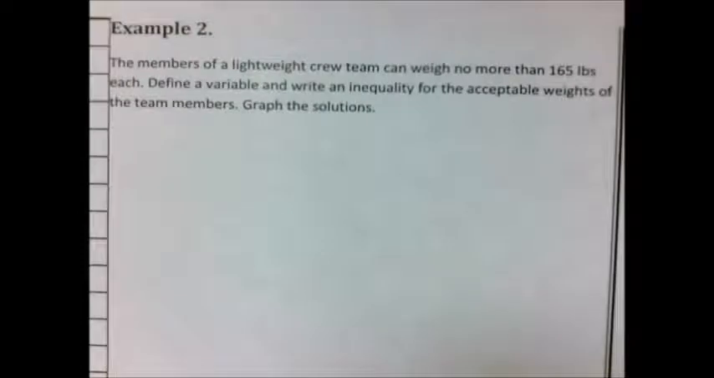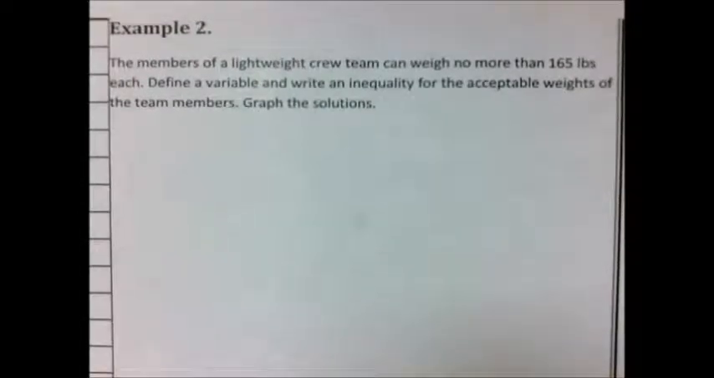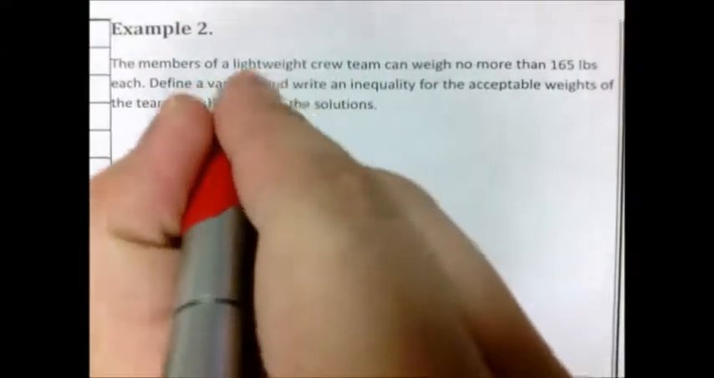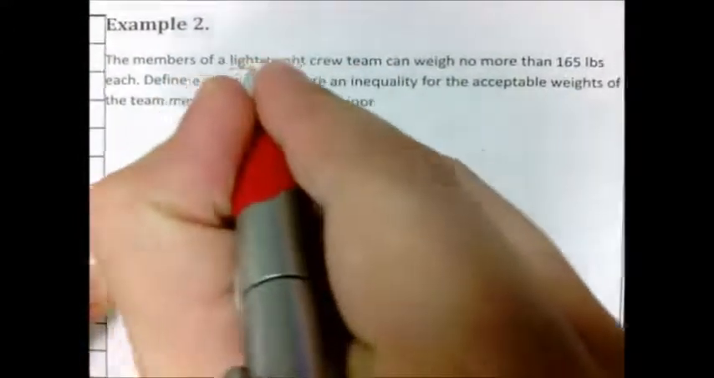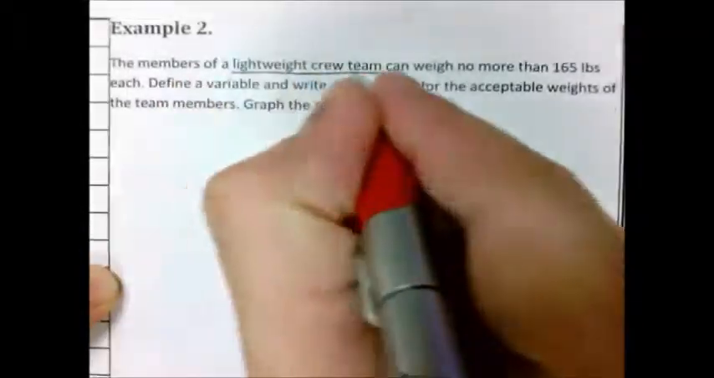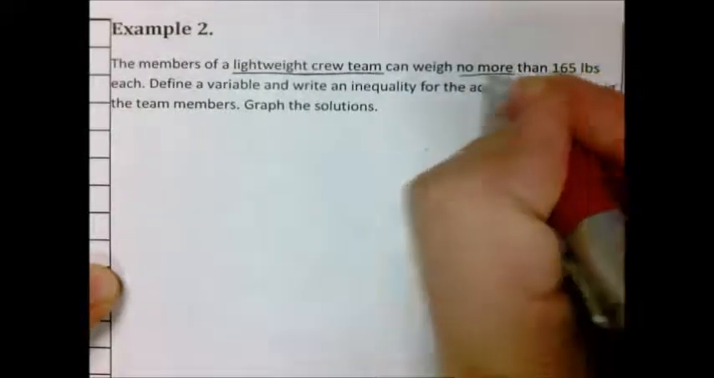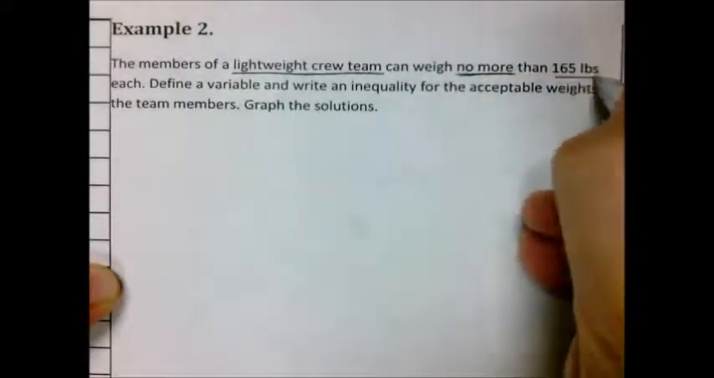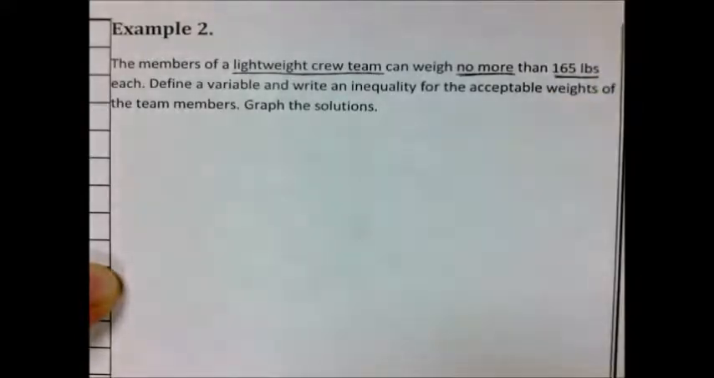Alright, example 2 says that the members of a lightweight crew team can weigh no more than 165 pounds each. We need to define a variable, write an inequality for the acceptable weights of the team members, and then graph the solutions. Let's underline the important terms: the members of a lightweight crew team can weigh no more than 165 pounds each.